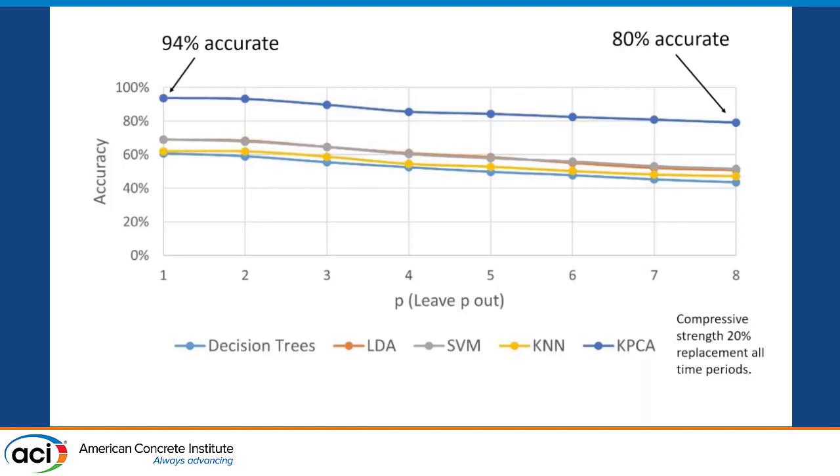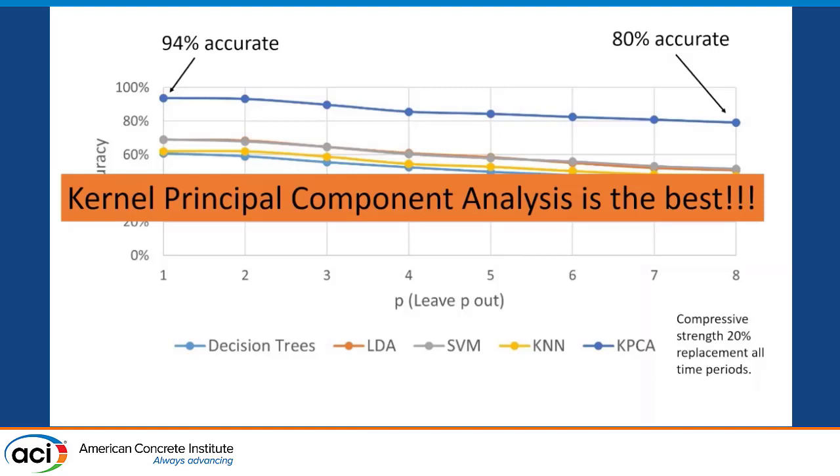So when you start out on the far left here, things are pretty good, about a 94% accuracy in this model. These four other models aren't as accurate. And as you get out here at 80%, or leave P out of 8, that's a large number of numbers being left out there. That's about 80% accurate, and that's all for compressive strength at 20% replacement. And this best model, this one that performed awesome, was something called a kernel principal component analysis. It's in the literature. You can look it up and see what's going on. It's pretty cool. It seems to work with the fabric of this data, is what people say.